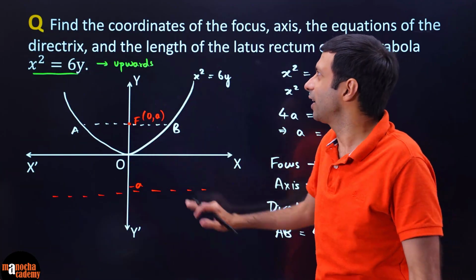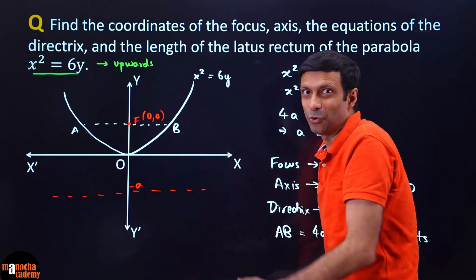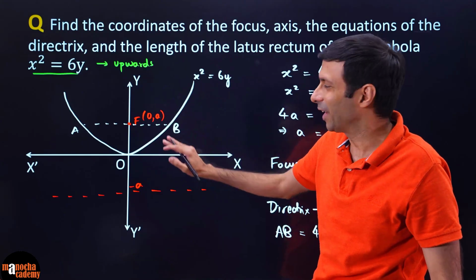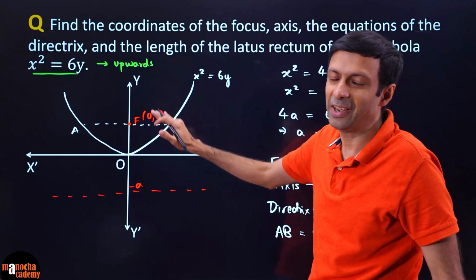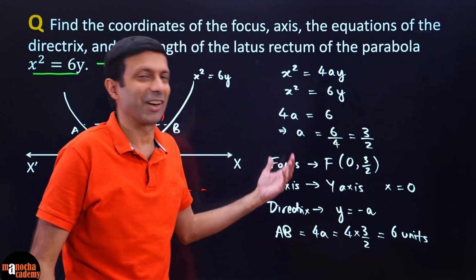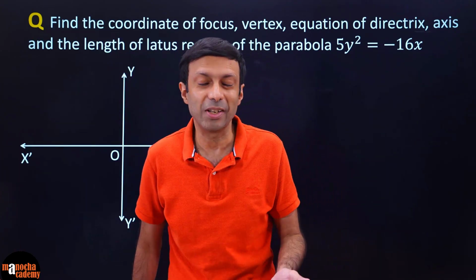Again, draw a rough diagram. Make sure you follow it. Make sure your focus point is not a comma 0, it's 0 comma a. So follow your diagram basically, right? And write the answers according to that. Guys, ready for the next question?